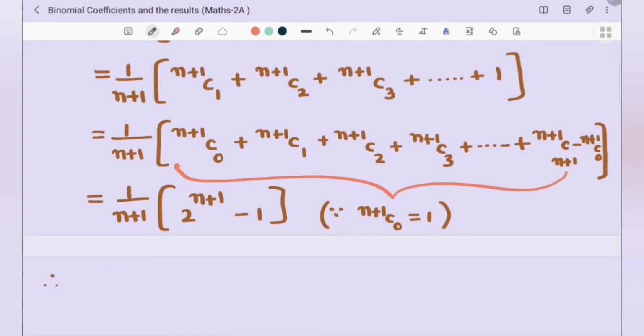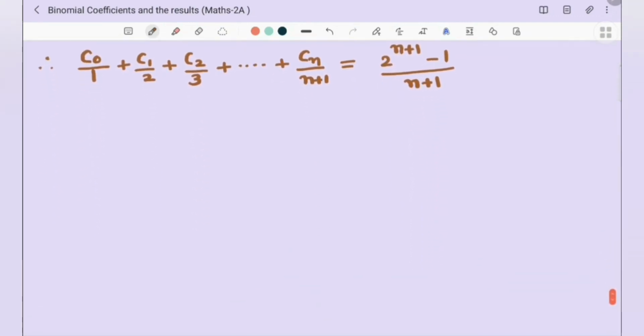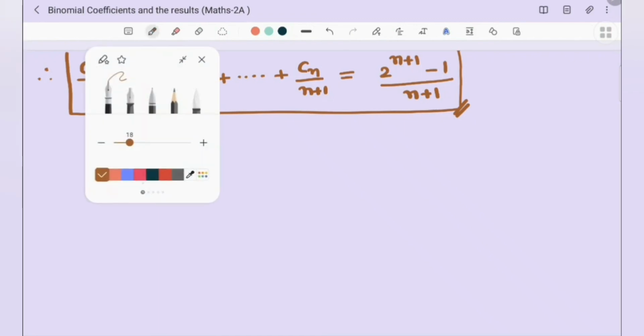Therefore, conclusion step, C naught by 1 plus C1 by 2 plus C2 by 3 plus and so on plus Cn by n plus 1 is equal to 2 power n plus 1 minus 1 divided by n plus 1. Now we will enter into the method 2. So here method 2 we are doing.